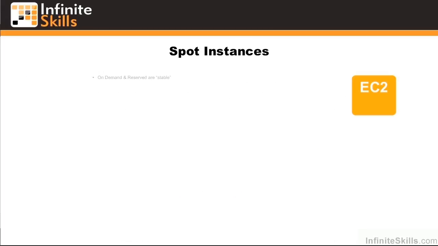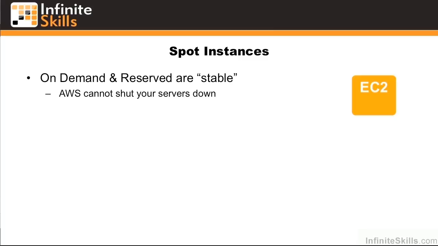Let's look now at Spot instances. The biggest difference between Spot instances and on-demand and reserved are that on-demand and reserved are stable. Amazon cannot intentionally shut your servers down. Of course, Amazon could experience problems and your on-demand and reserved instances could go down, but Amazon doesn't do it on purpose. With Spot, they will do it on purpose.